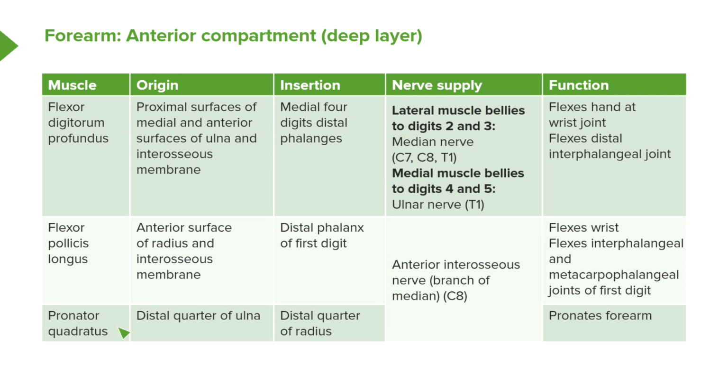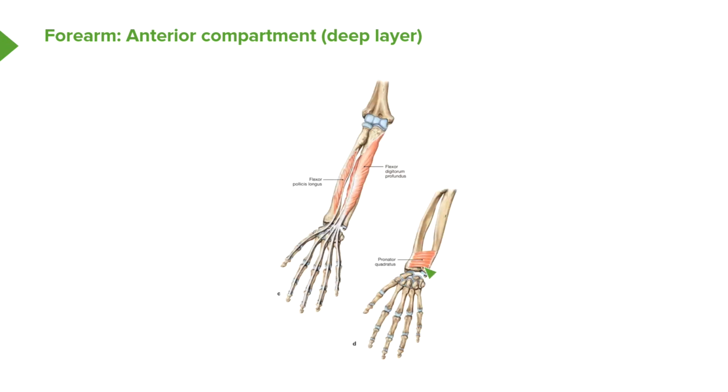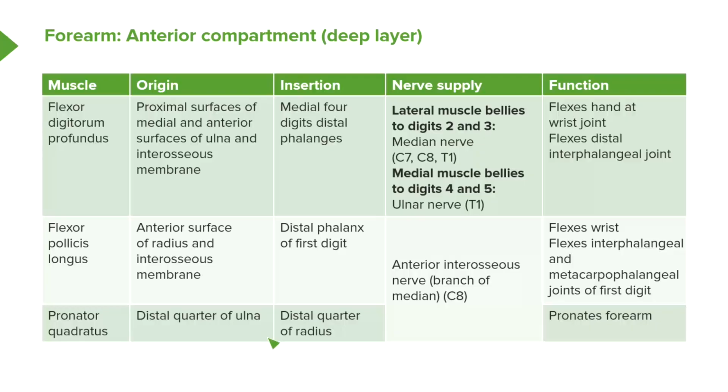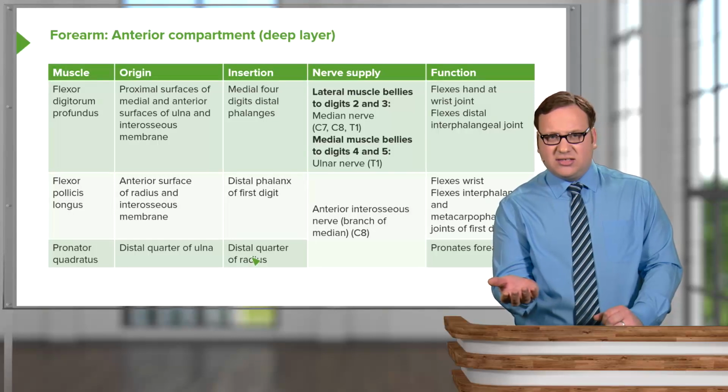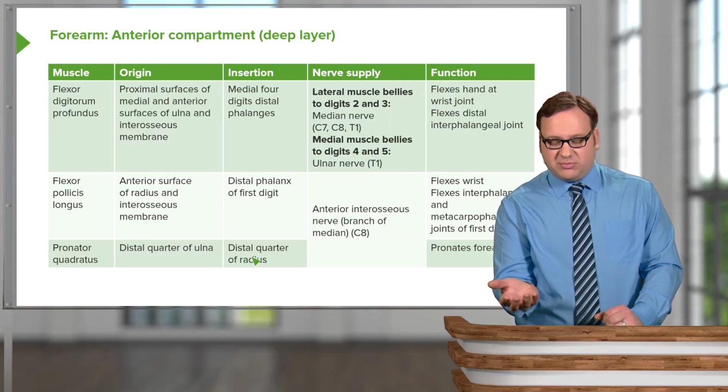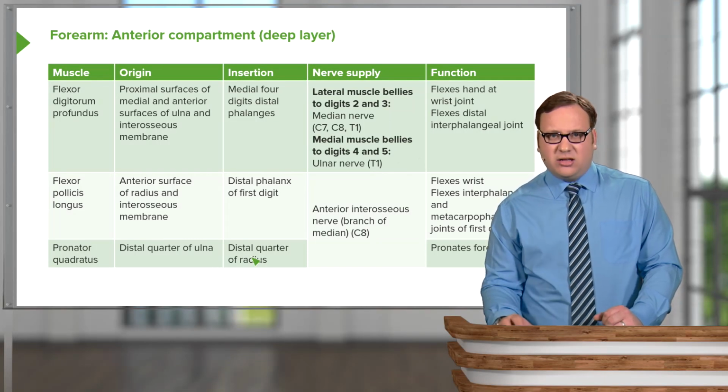The pronator quadratus, as we saw here, is running between the 2 distal ends of the radius and the ulna. It runs from the distal quarter of the ulna, so the last quarter of the ulna, and it actually passes towards the radius. So when pronator quadratus contracts, it is going to move the radius into a more pronated position. So from this supine position, contraction of pronator quadratus is going to pronate the radius, pronate the forearm, which pulls the radius over the ulnar bone.